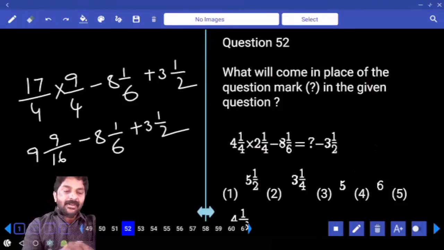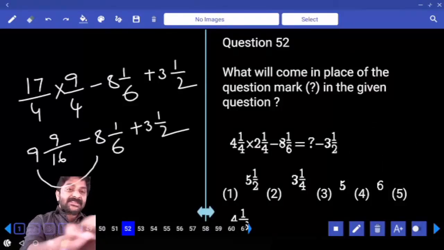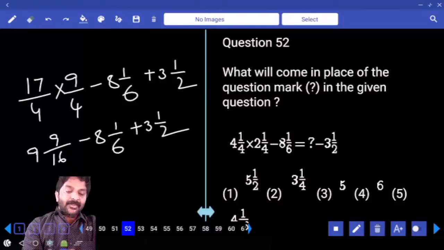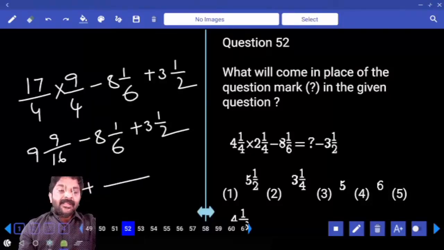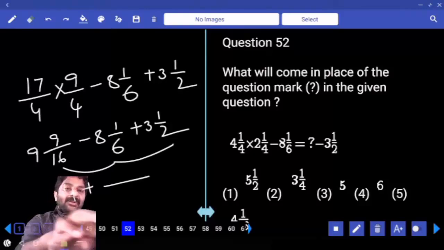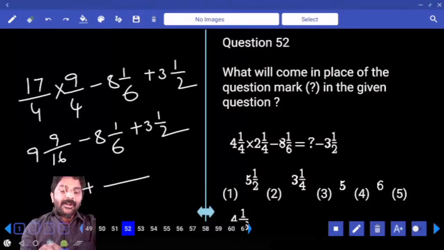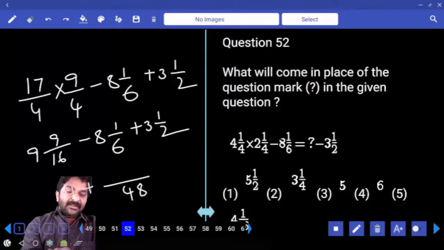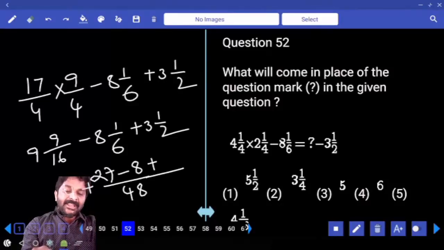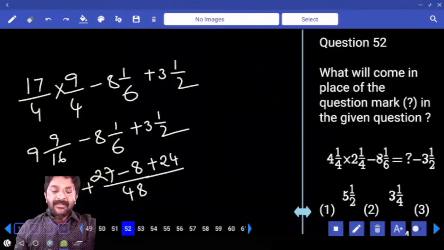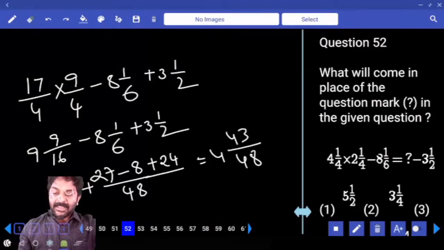Okay. Right. Now look at this. Integers. 9 minus 8. 1 plus 3. 4 plus. Now 16, 6 and then 2. LCM 48. 16 3s times 9 3s 27 minus 6 how many times? 8 times plus 2 how many times? 20. Minus 8 plus 24, 16. 16 plus 27, 43. So that is 4 43 by 48.